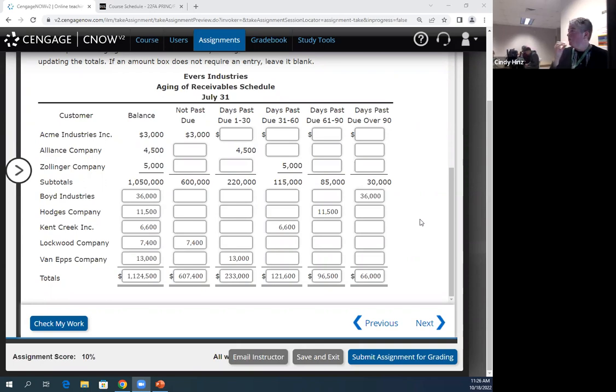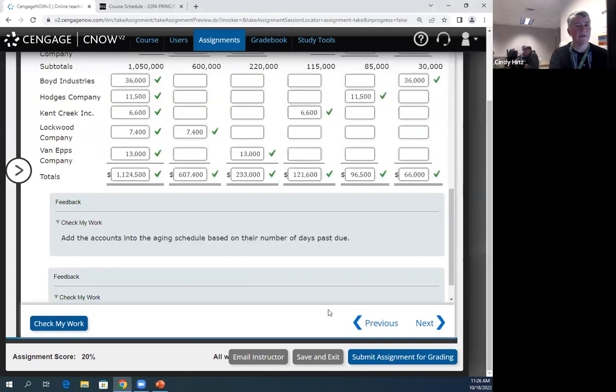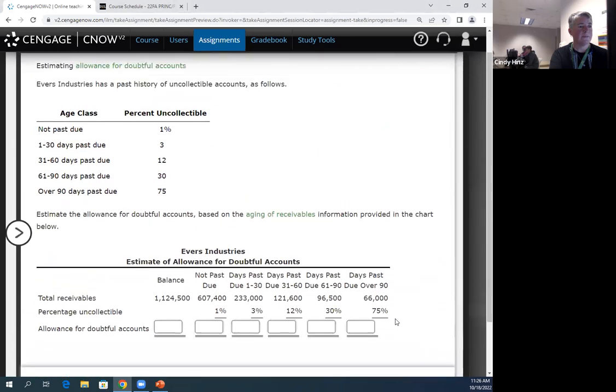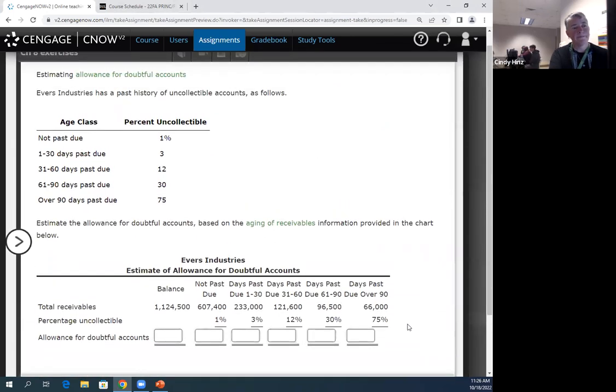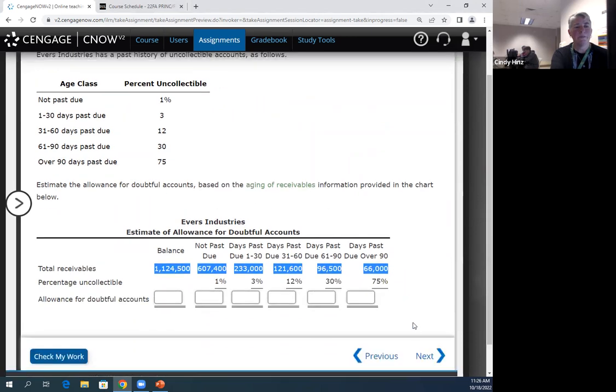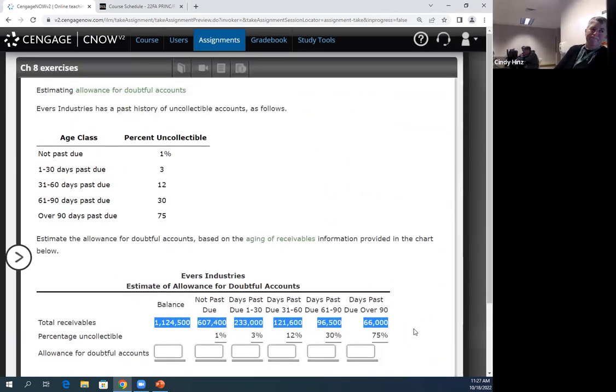Now that we understand what's on the aging, we can see in our next exercise how we use this information to help us with the allowance method for recording uncollectible accounts. So let me put my green check marks in there. Make sure I don't have any math errors, and we'll move ahead to our next exercise. And what you'll notice is that the next exercise includes those same totals that we just calculated in the previous exercise.